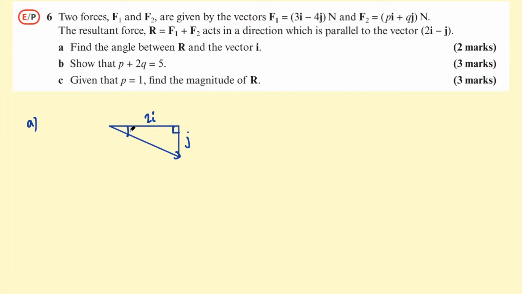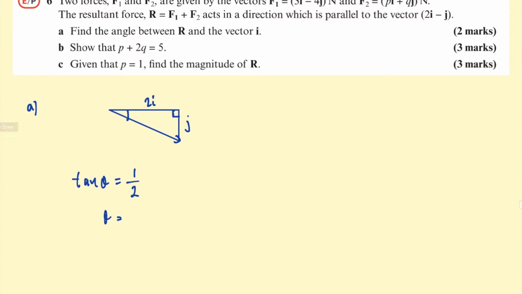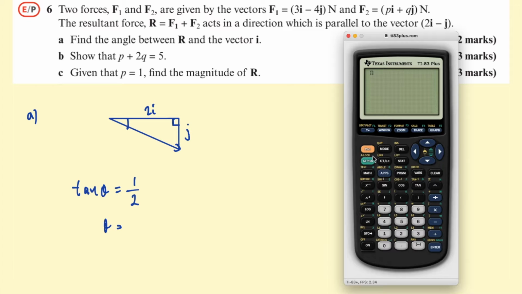Okay, so now we need to find this angle. We can use the trigonometric ratios. I'll use tan because we have the opposite side and the adjacent side. So we're going to say tan of theta equals opposite over adjacent, 1 over 2. And then we need to take the inverse tangent. Let's get our calculators out. So let's take the inverse tan of 0.5, and I'm using degrees here.